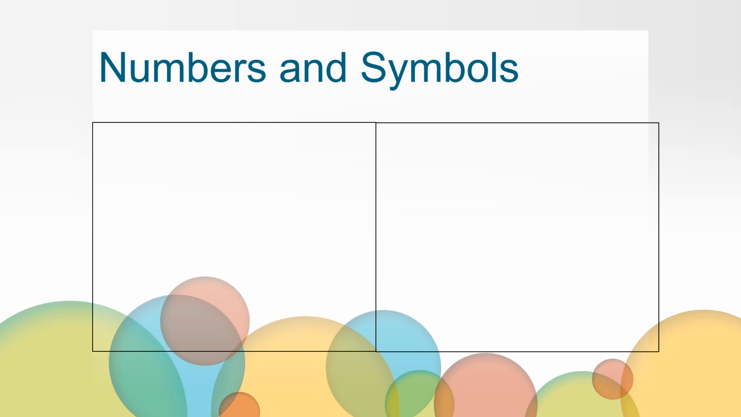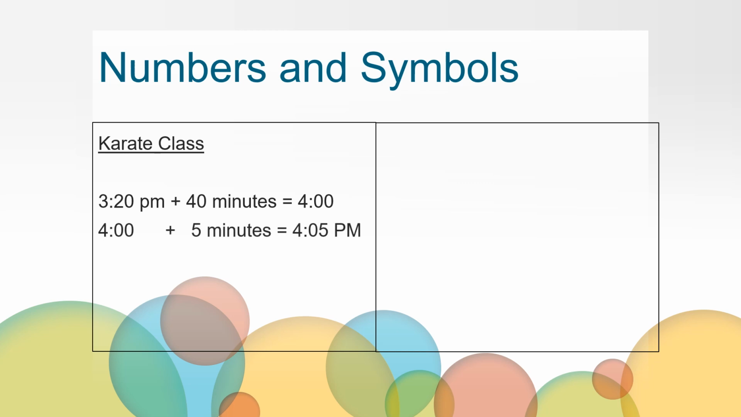This time, I will show my thinking using number sentences. First, let's think about karate class. Karate starts at 3:20 p.m. If we add 40 minutes, that would bring us to 4 o'clock. Karate lasts 45 minutes, so I need to add 5 more minutes to get an end time of 4:05 p.m.